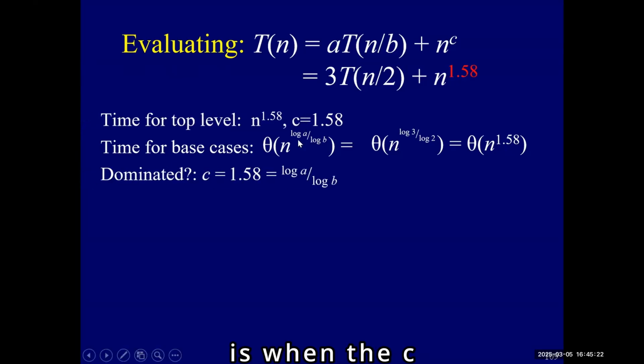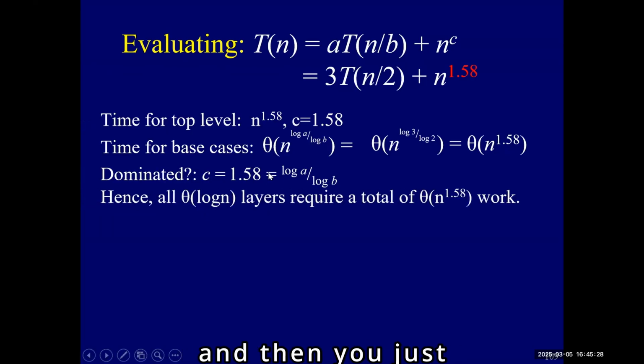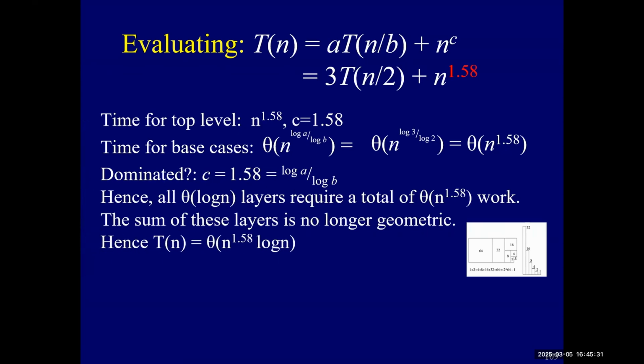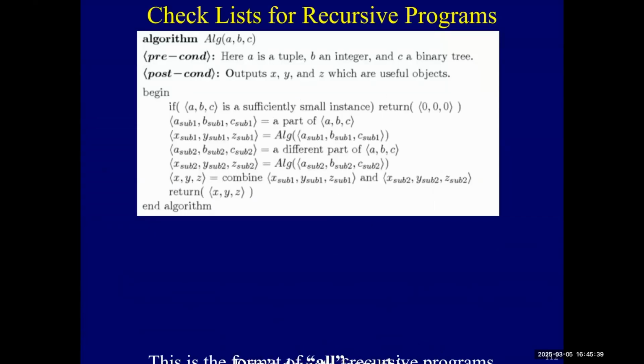is when the c and the log a over log b happen to be the exact same number, and then you just slip in an extra log n factor, right? So you should be able to review those and do those. Everybody good?